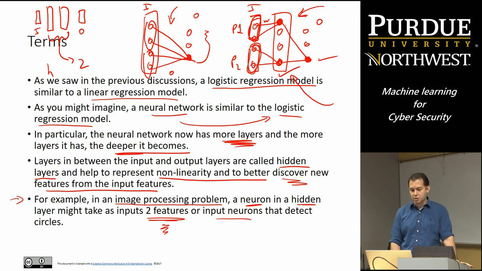The layers in between the input and output layers are called the hidden layers, and they help to represent the nonlinearity once we start adding these ReLU activation functions, and therefore to better discover new features. I think yesterday I did the example: the ReLU is a hockey stick, right? And we were able to fit the data a little bit better.